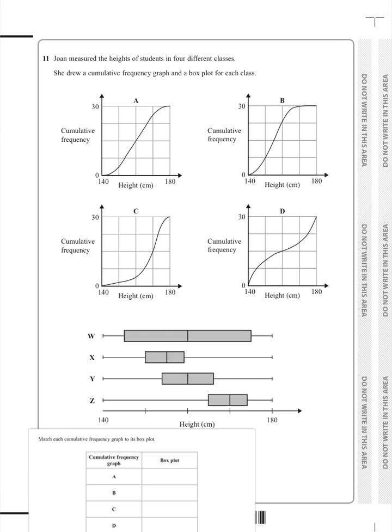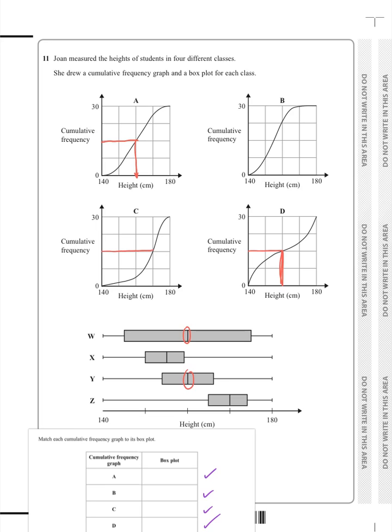Question 11. You've got to match the cumulative frequency diagrams with the box and whisker diagrams, and I've copied and pasted this down here. So we're going to see what's the best way of doing this. Well, thinking about it, I would probably look at where the medians are. So in this case, the median would be 160. So it could either be Y or W. Also this one could be 160. So there's an either or situation here. So I'll leave those two out for the moment.